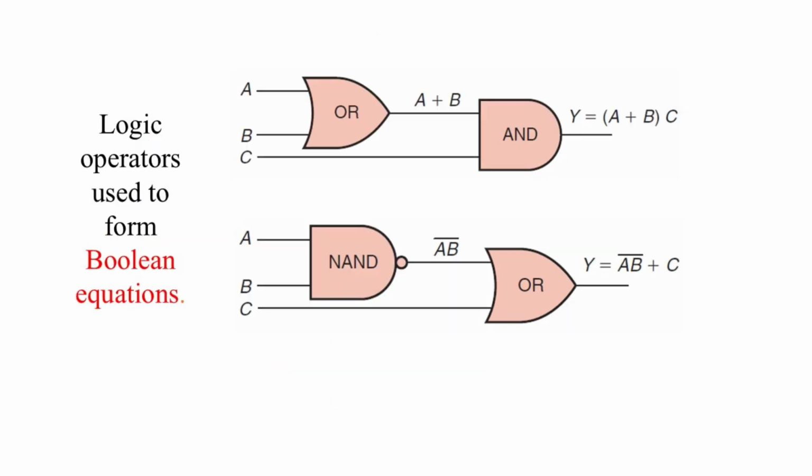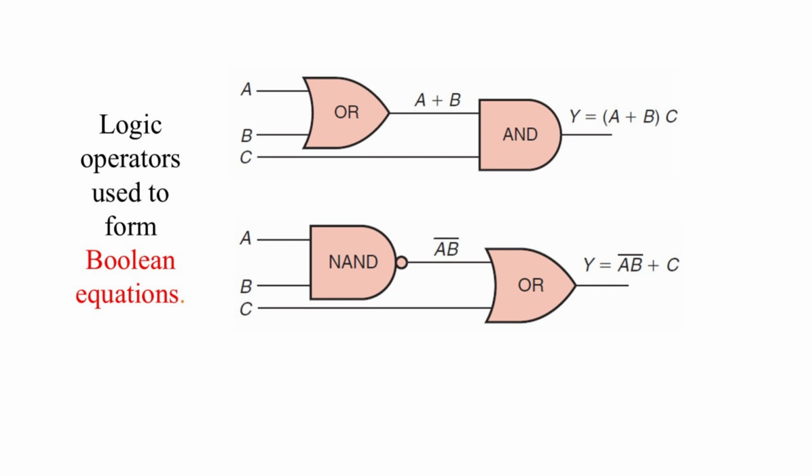Up until now, we've looked at logic gates mostly by themselves. But in real-world control systems, logic circuits are almost always combinations of these gates. Boolean algebra provides a way to describe these combinations symbolically. Let's start with the first example at the top. Inputs A and B enter an OR gate. That produces the result A plus B. Then that output is fed into an AND gate together with a third input, C. So the final Boolean equation becomes Y equals the result of A or B, ANDed with C.